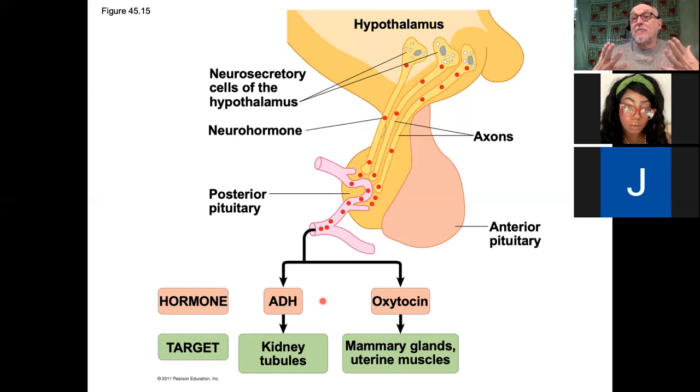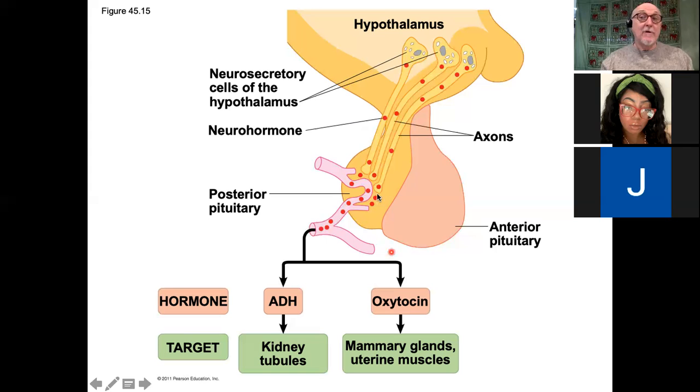It's also released in response to thirst and things like this, so that we take up more water. So that is ADH, antidiuretic hormone. Diuretic hormone would cause you to produce more urine, more dilute urine. Antidiuretic hormone causes you to produce more concentrated urine and conserve water. So it's operating on the kidney tubules.